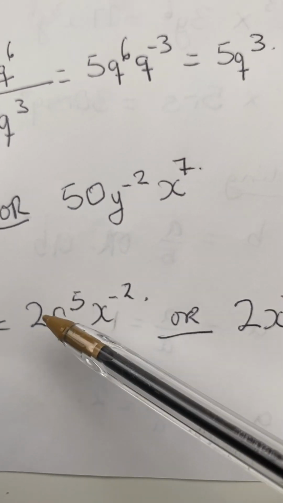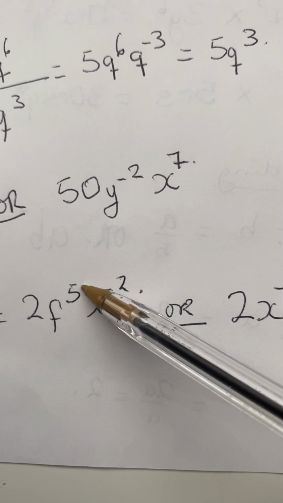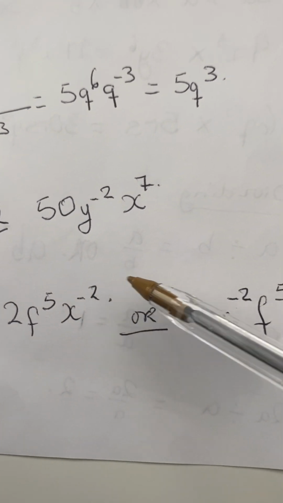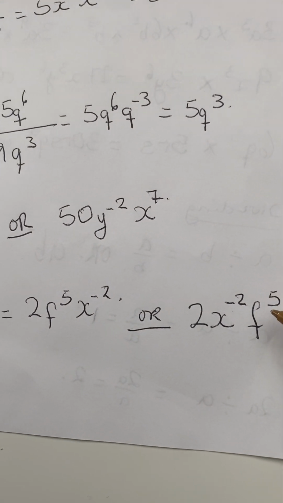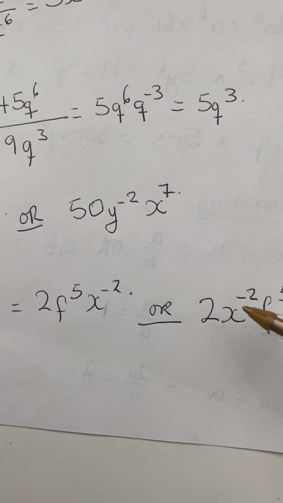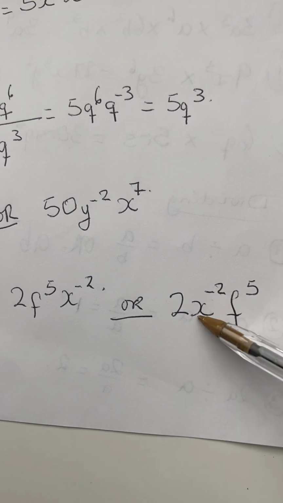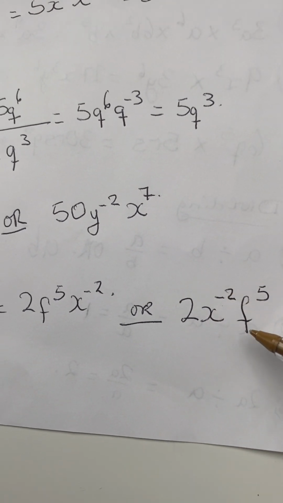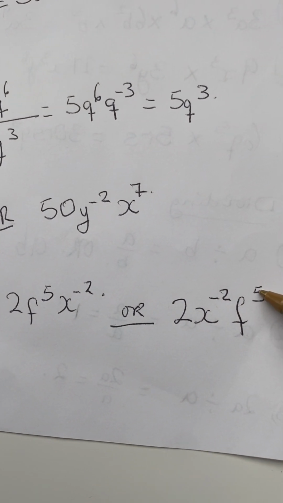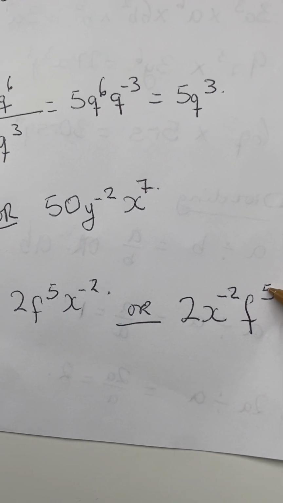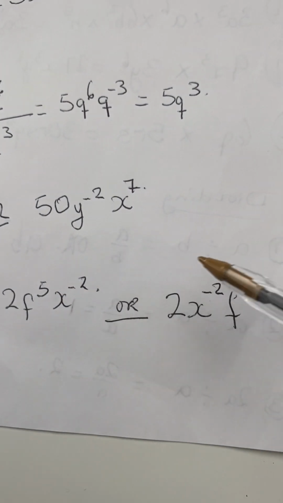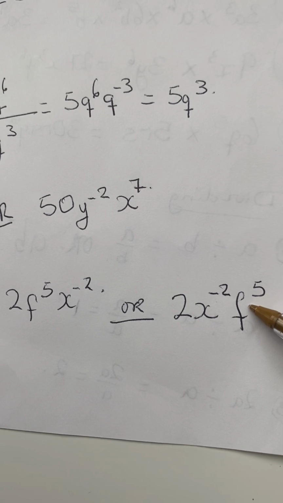So we can write it as 2f to the power 5 x to the power minus 2, or we can also swap them around: 2x to the power minus 2 f to the power 5. Okay, so this is right, that is also right.